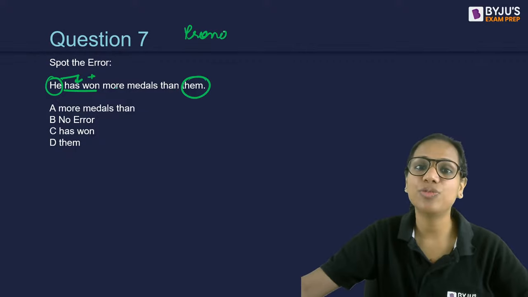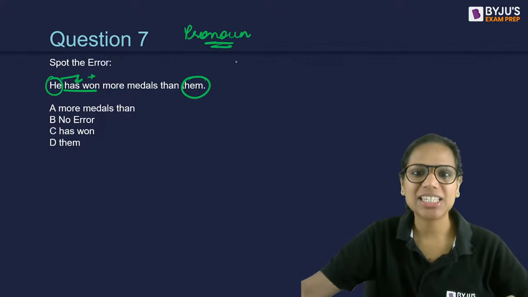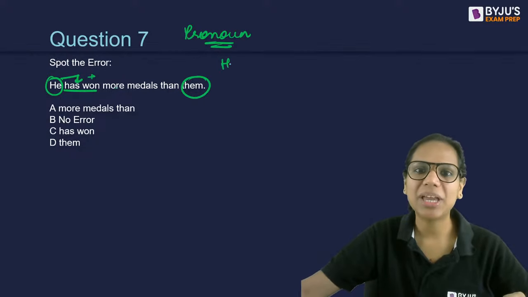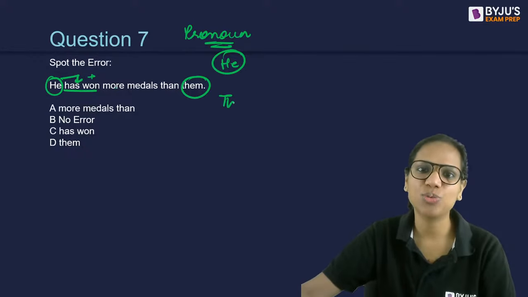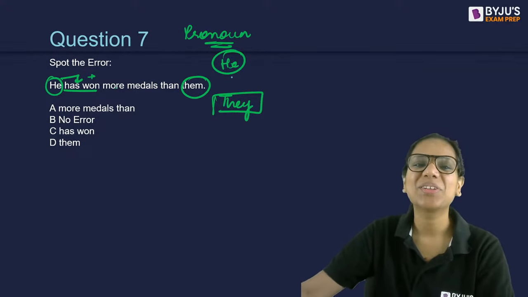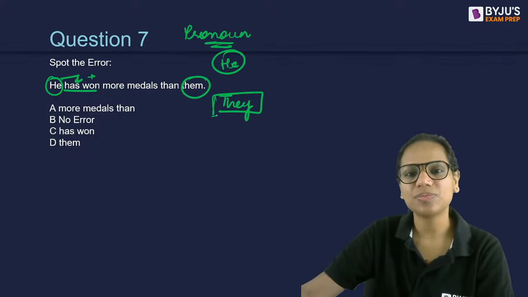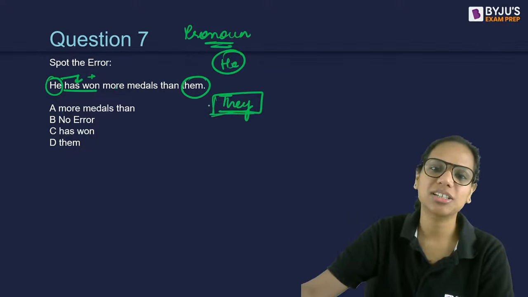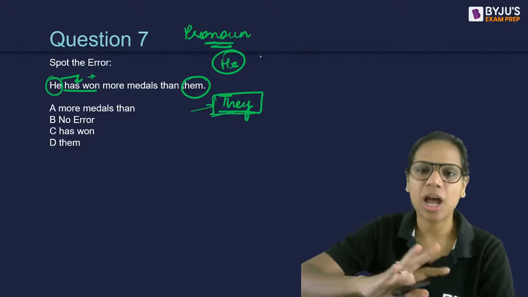So see, it's testing a very popular pronoun concept. The concept says that when you make a comparison, you are comparing he, right? You will compare it with another subjective pronoun only. So you will compare it with they. Now you must be thinking, but we never say that in our conversations, right? Because in our conversations, we don't really care about subjective or objective pronouns. And moreover, I would say it's a little like nitpicking. However, there's a logic to it.